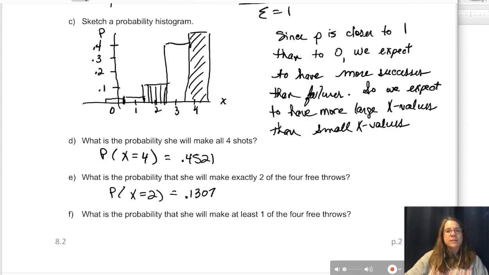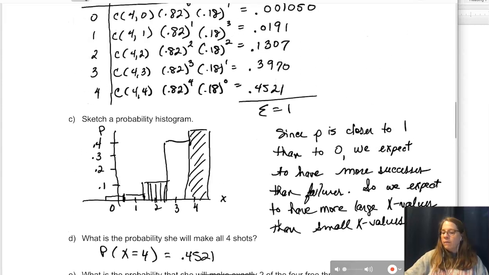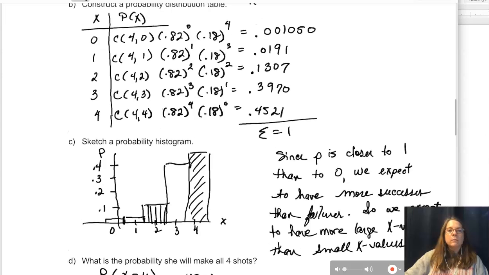The last question says, what is the probability she will make at least 1 of her 4 free throws? That means that x is greater than or equal to 1. At least 1 means 1 or more. You could go to your table and add all the probabilities together where x equals 1, x equals 2, x equals 3, and x equals 4. That would give you your answer.